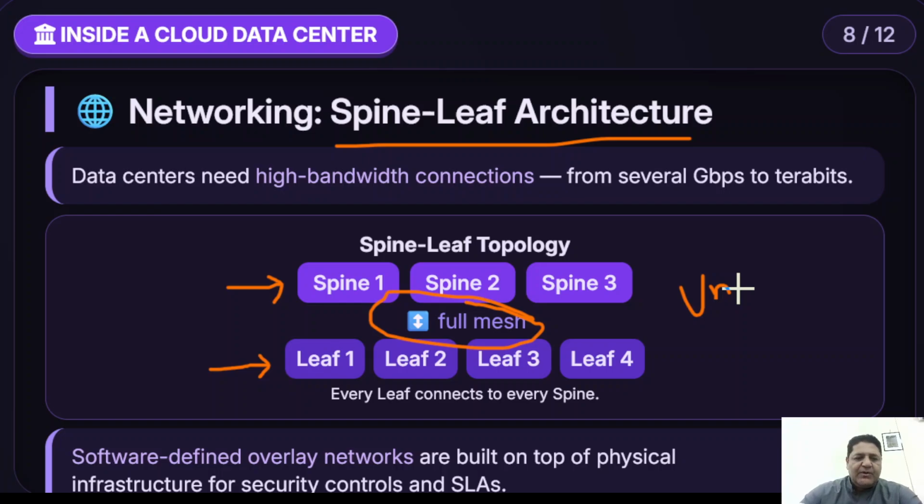And then what we can do, we can create a software defined overlay network on top of this underlay network. जो physical network है, उसके top पे हम software defined overlay network create कर सकते हैं, and that is for the security controls, and that is for service level agreements, for example.